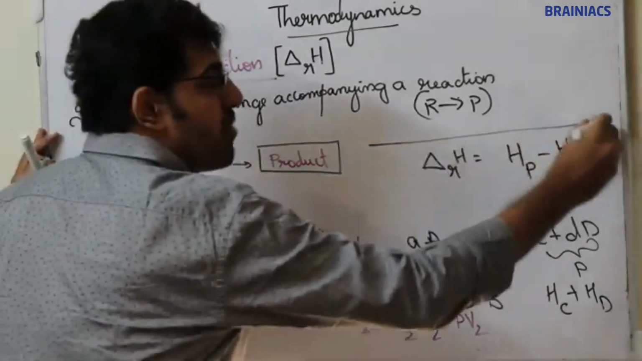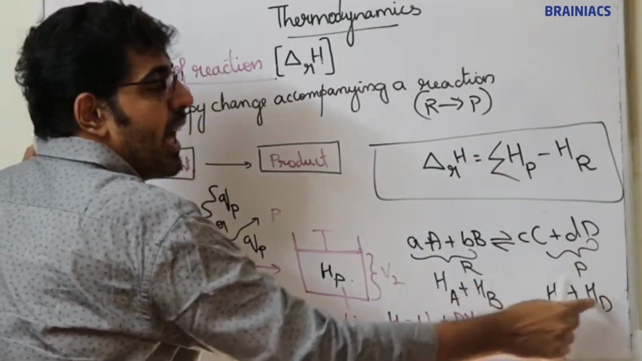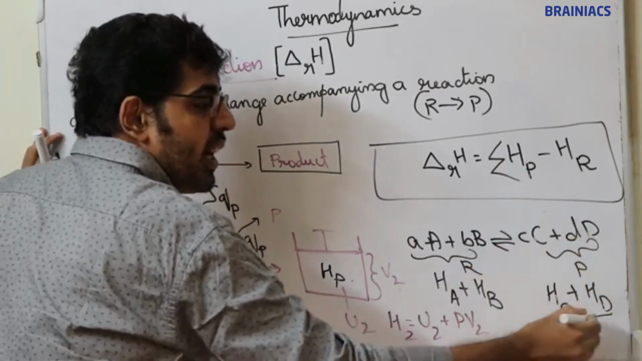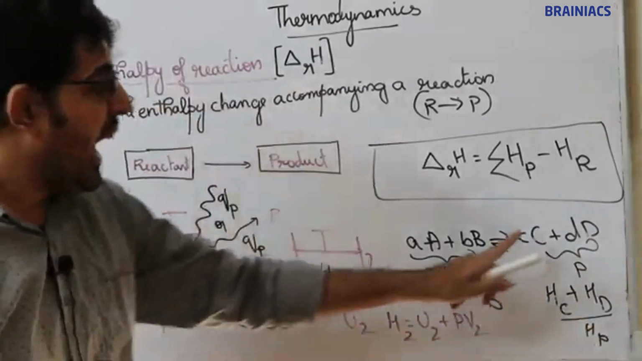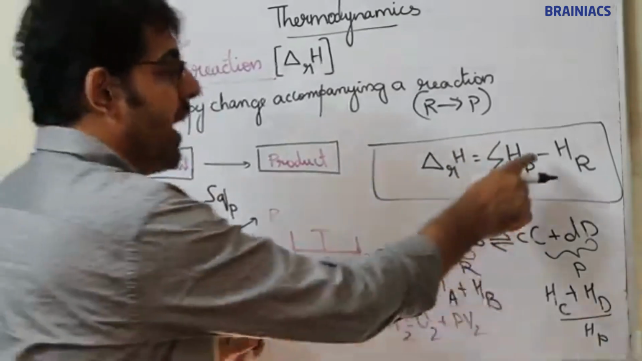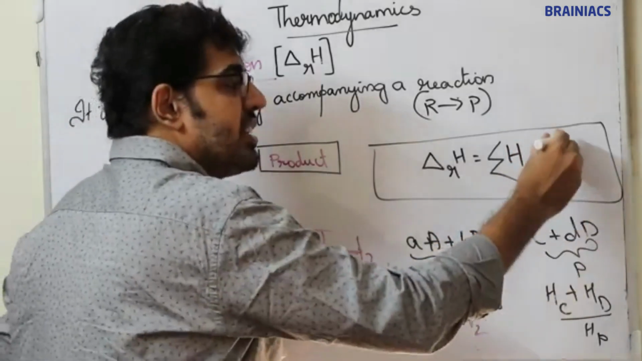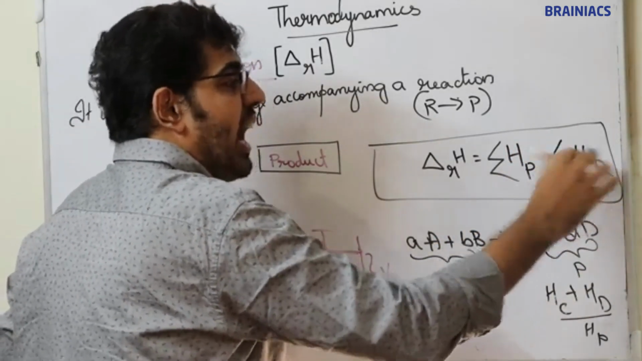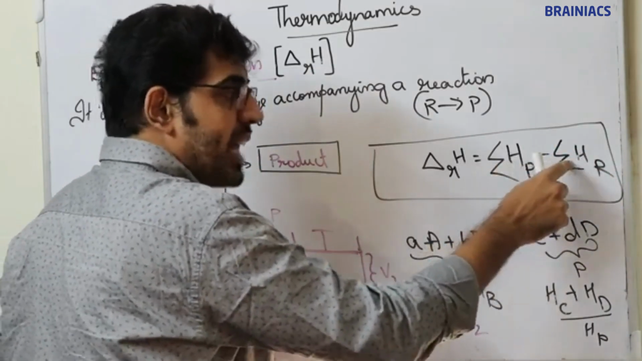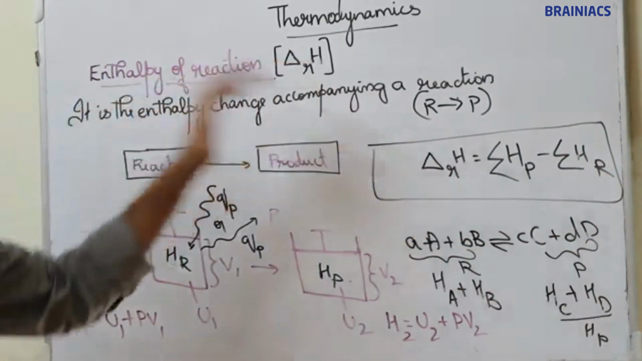So in this equation, we can write a sigma, or summation. The sigma indicates the sum of the enthalpies of products. We have to add the enthalpies of each product, that is the total enthalpy of product, minus the addition of the enthalpies of the reactants. Summation means addition: addition of enthalpies of all products minus addition of enthalpies of all reactants. This is the equation to calculate the enthalpy of reaction.